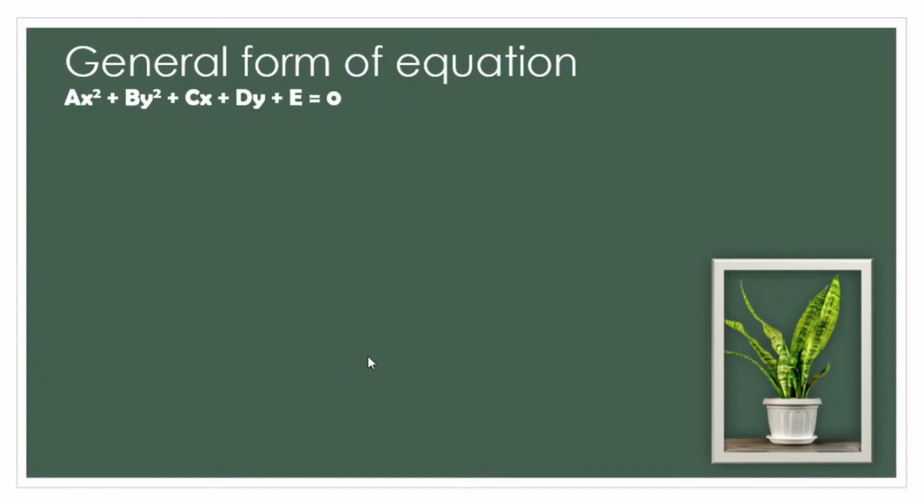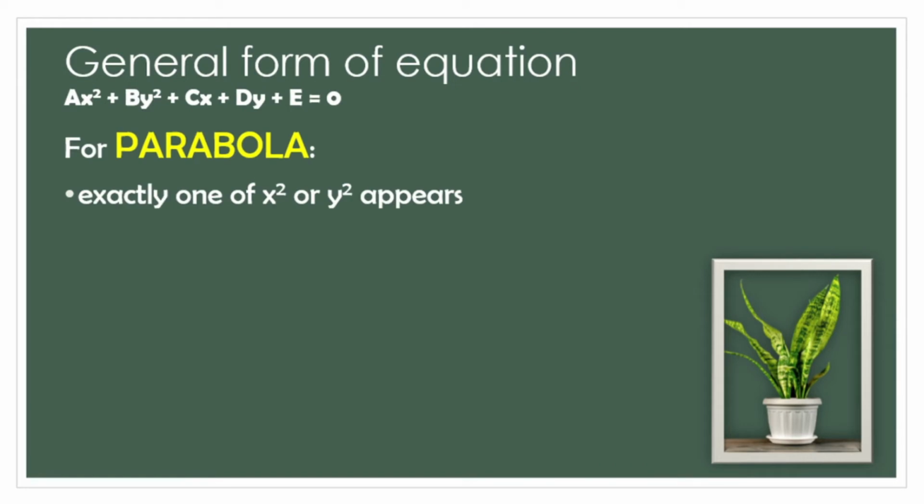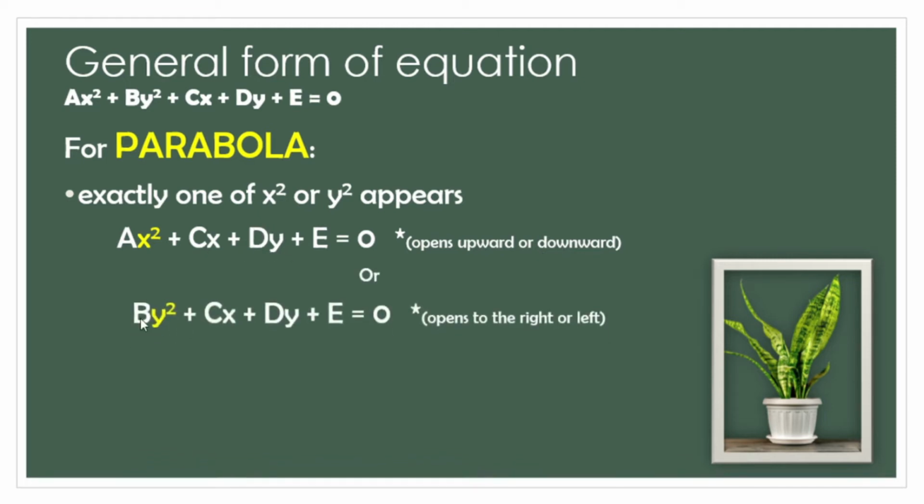Punta naman tayo sa may parabola. Sa parabola, either x squared or y squared lang ang makikita mo dun sa general equation. Here's an example. This one is either opening upward or downward, depending on the sign of y. Okay? Or, si y squared lang ang makikita mo, wala si x squared dito sa part na to. And it's either opening to the right or left. The direction depends now on the sign of x in this one. Okay? So, here's an example.